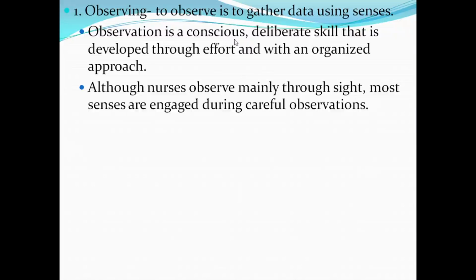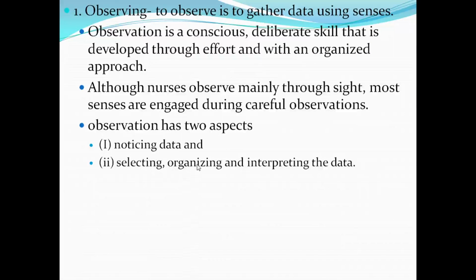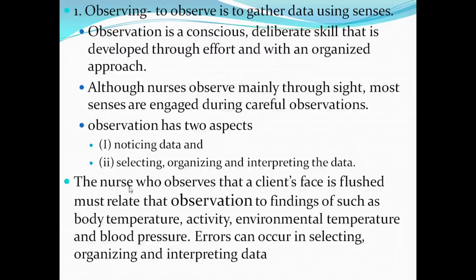First one is observing. To observe is to gather data using our senses. Observation is a conscious, deliberate skill that is developed through effort and with an organized approach. Although nurses observe mainly through sight, most senses are engaged during careful observation. Observation has two aspects: noticing the data and selecting, organizing and interpreting the data. The nurse who observes the client's face is flushed must relate that observation to findings such as body temperature, activity, environmental temperature and blood pressure. Errors can occur in selecting, organizing and interpreting the data.